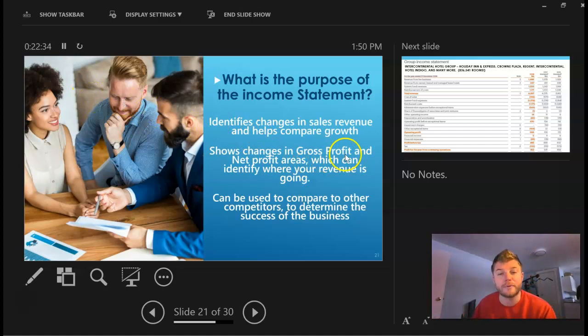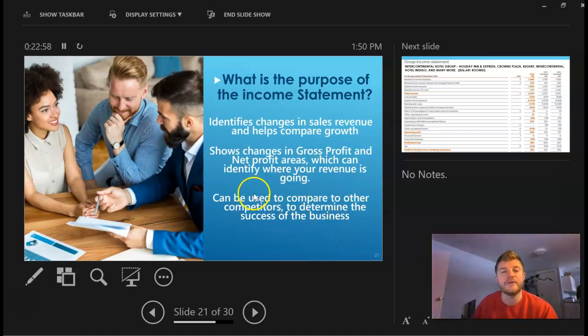It shows changes in gross profit and net profit areas. So this is also looking at your costs. So your gross profit and your net profit is all of your revenue minus all of your costs for net profit. So your revenue may have stayed constant, but you made less money. So obviously you're not handling your costs as efficiently as you were in a previous period. So those are some of the things you look at.